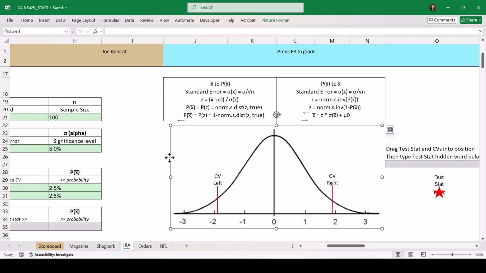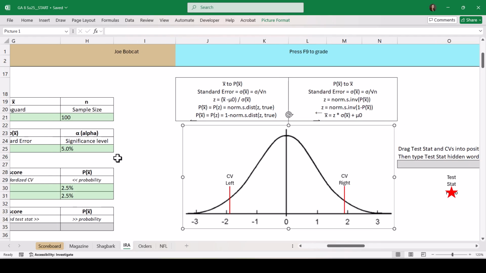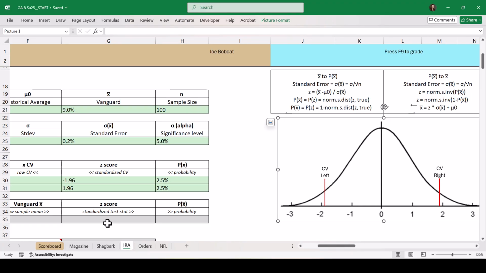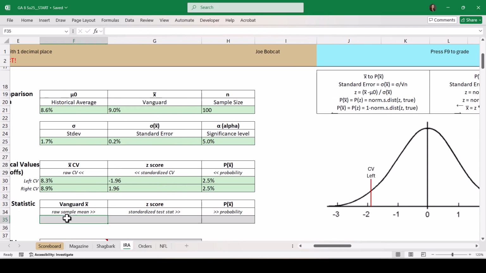Now you can see here, this is not a dynamic chart. The reason is because we want you to do it on your own so you understand where the critical values fall and how to evaluate the null hypothesis, which is what we're going to do now. We are going to determine our test statistic. So we have our sample mean. You can see our sample mean is 9%. That is above our upper critical value of 8.9%.